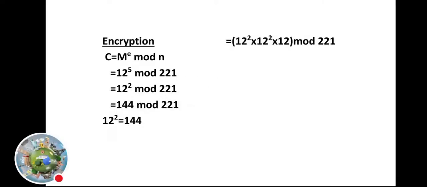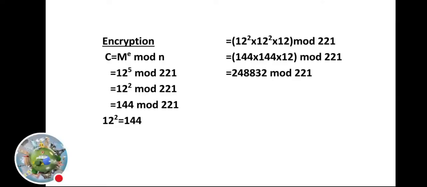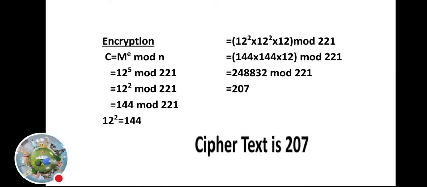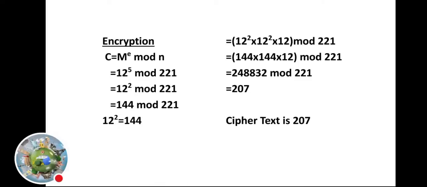So that one we can write like this: 12 to the power of 2, 12 to the power of 2 into 12. So total 12 to the power of 5 mod 221. Then the answer is 144 into 144 into 12 mod 221. So 248832 mod 221. Now the answer will be 207. The ciphertext is 207.